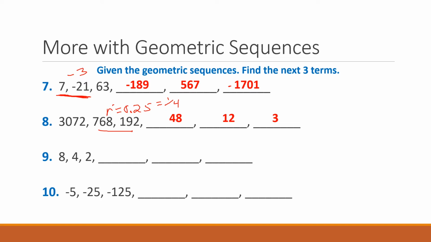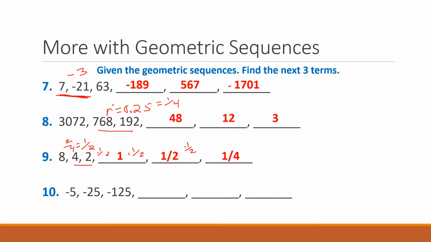The next one here, 4 and 2, so dividing from right to left, 2 divided by 4 is 1/2, or 0.5. And so for our next three terms, half of 2 is 1, half of 1 is 1/2, half of 1/2 is 1/4, or I could simply multiply each term by 1/2. So 1 times 1/2 is 1/2, and 1/2 times 1/2 would be 1/4.